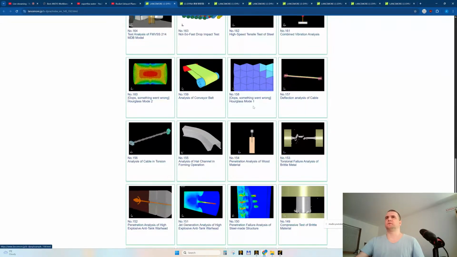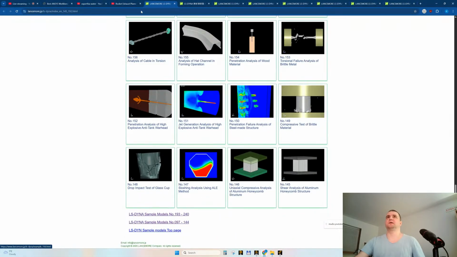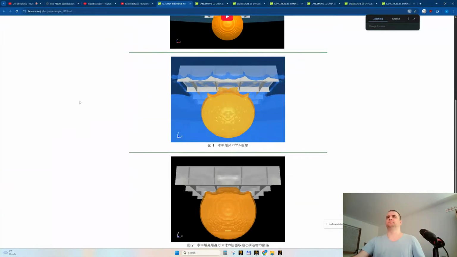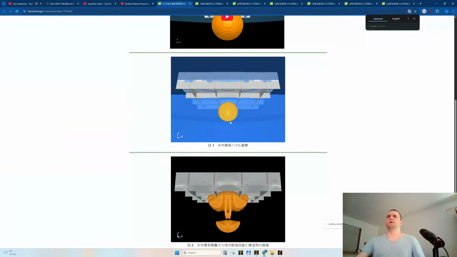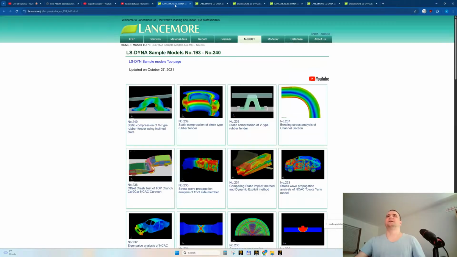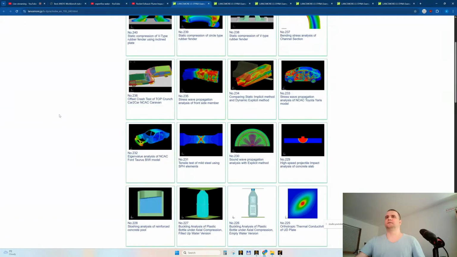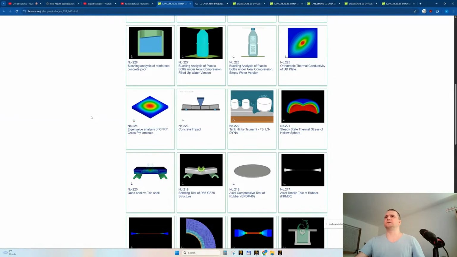Excavation. Brittle fracturing of glass. Oh my God, it's so nice. It's so nice. Oh my God. I would like to see this sloshing. By the way, the tsunami.